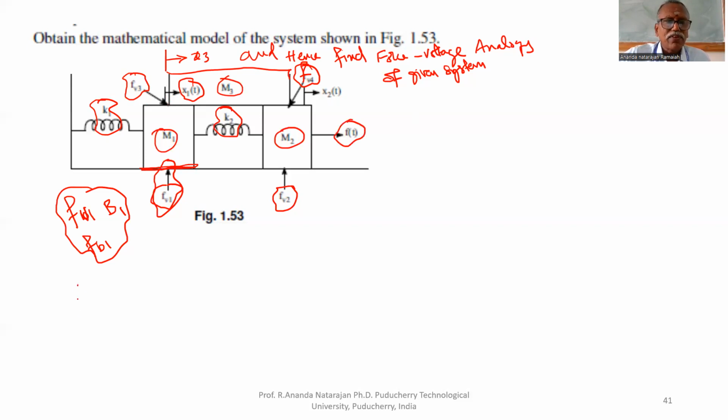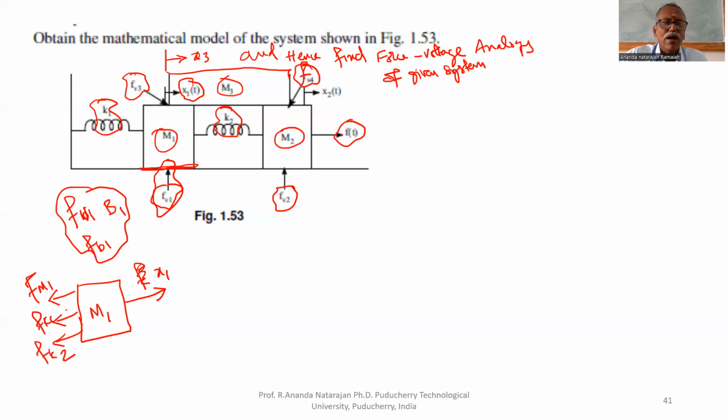Now, if you draw the free body diagram for M1, displacement is to the right. There is no applied force. Displacement is x1 to the right. Therefore, reaction forces are acting from right to left because of M1, because of K1, because of K2, and because of Fv1, of course, because of Fv3. These are the 5 reaction forces acting on M1.